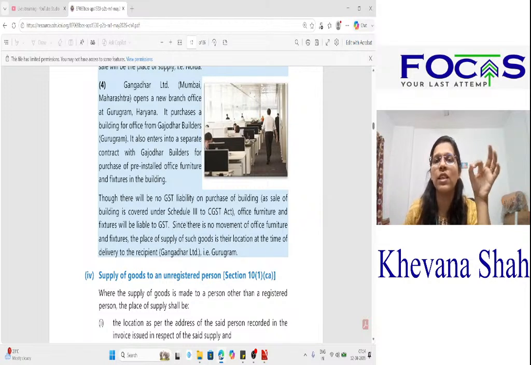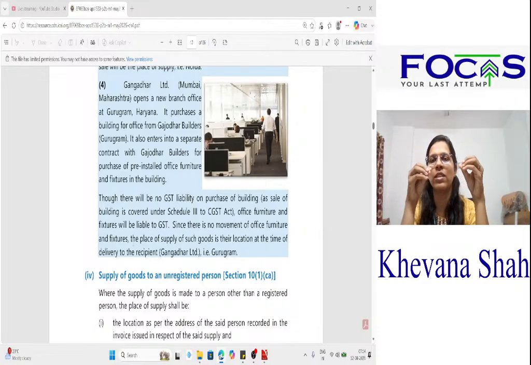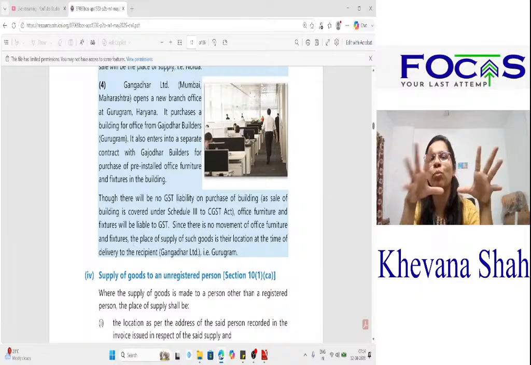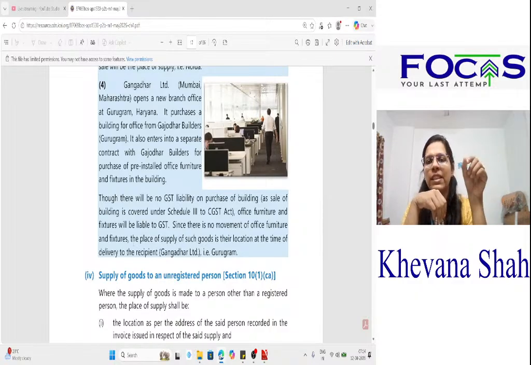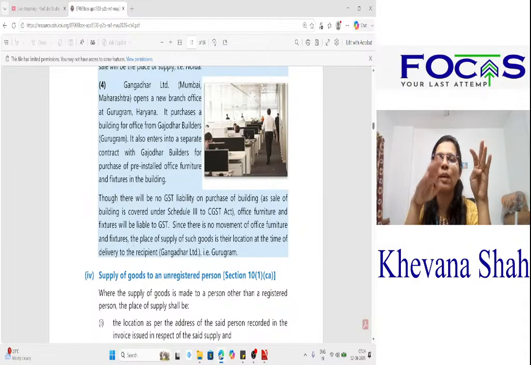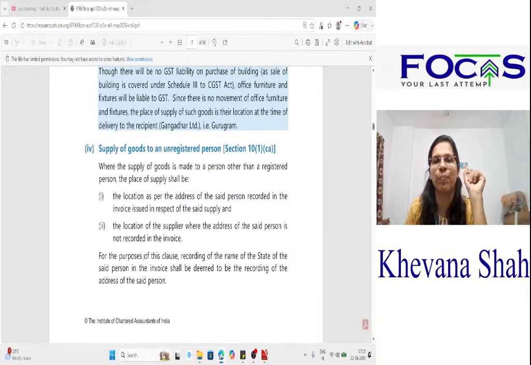Okay. Since there is no movement of office furniture and fixtures, so see here there is no movement. They are saying that whatever furniture and fixtures are there, it should be in the building itself. So there will be no movement of goods. So, in such case, the place of supply will be wherever these goods are located at the time of delivery to the recipient. So, in this case, they have asked from this Gurugram. Okay. So, that will be your place of supply. Since there is no movement of office furniture and fixtures, the place of supply of such goods is their location at the time of delivery to the recipient, that is Gurugram.